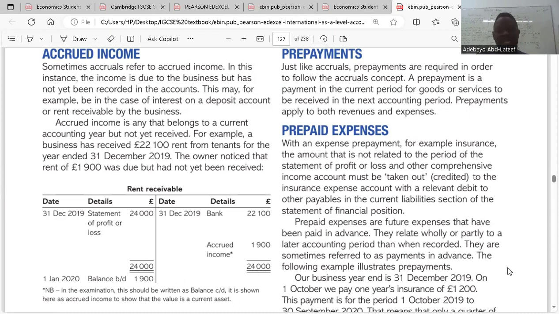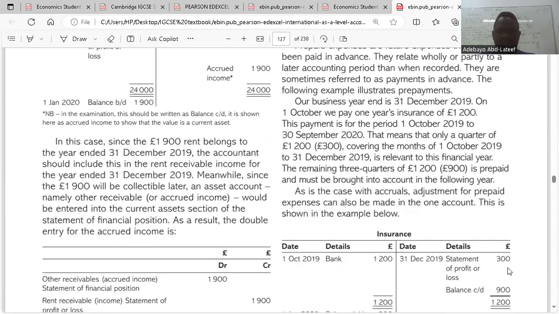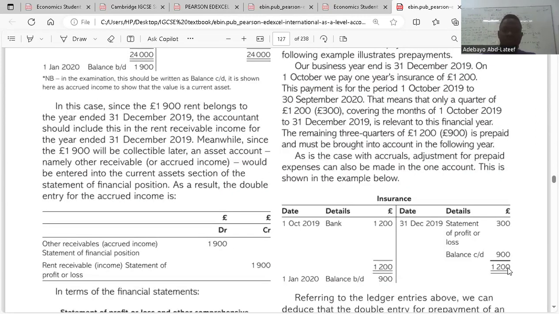So in our statement of profit or loss, we have the value, which is 22,100 that has been paid, together with 1,900 that is yet to be paid. That is what goes to our statement of profit or loss as rent receivable for 24,000. Then the amount which is accrued income of 1,900 will go to our statement of financial position as other receivables.